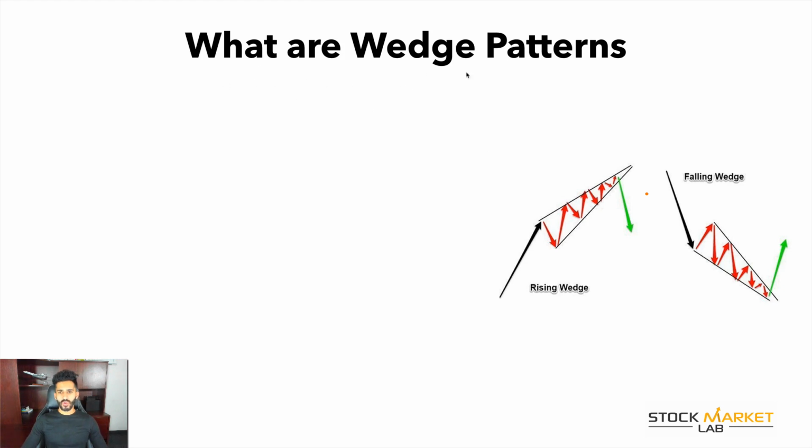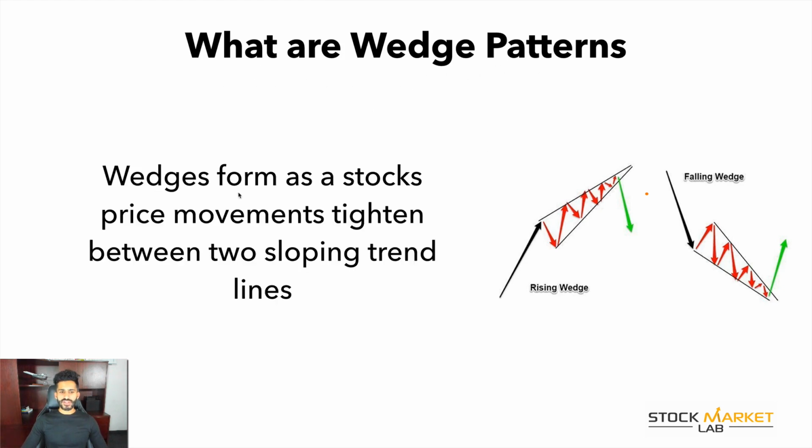What are wedge patterns? Wedges form as a stock's price movements tighten between two sloping trend lines. So basically, a wedge is whenever the stock's price starts getting tighter and tighter alongside the trend line. For example, in here, you can see this is a rising wedge. The price is getting tighter and tighter. This area starts getting tighter and tighter. That is a wedge. On the downside, this is a falling wedge.